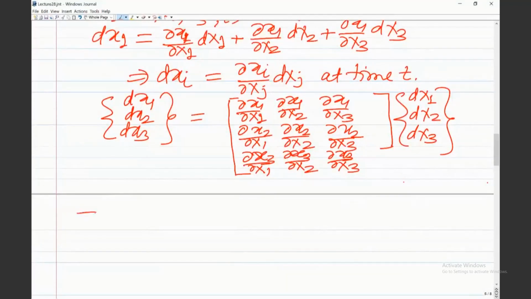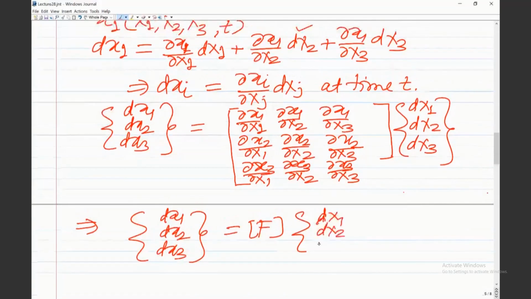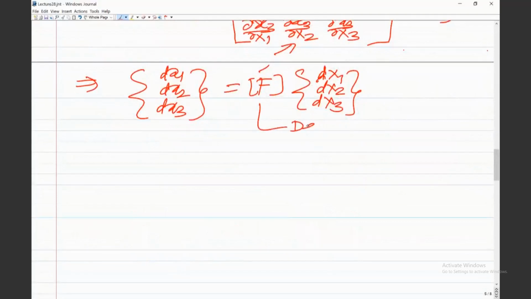So now this quantity is referred to as the deformation gradient. We can write dx1, dx2, dx3 is equal to this quantity F into dX1, dX2, dX3. So this is your F, and this matrix what we have got here is known as the deformation gradient.